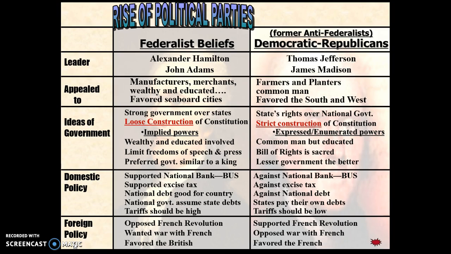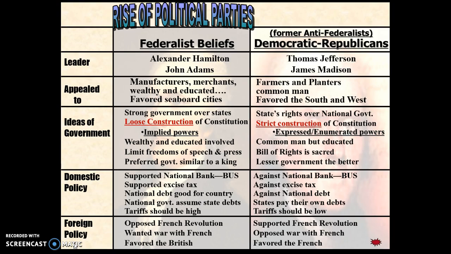Implied powers meant that they could do more things than the Constitution said they could. As long as it didn't say they could do it, they would do it. And they preferred a government similar to a king because it had worked for them prior to the American Revolution. They wanted to limit freedom of speech and press to only necessary things. Their domestic policy was they wanted this bank in the United States. They wanted excise taxes on whiskey. They thought the federal debt was good.